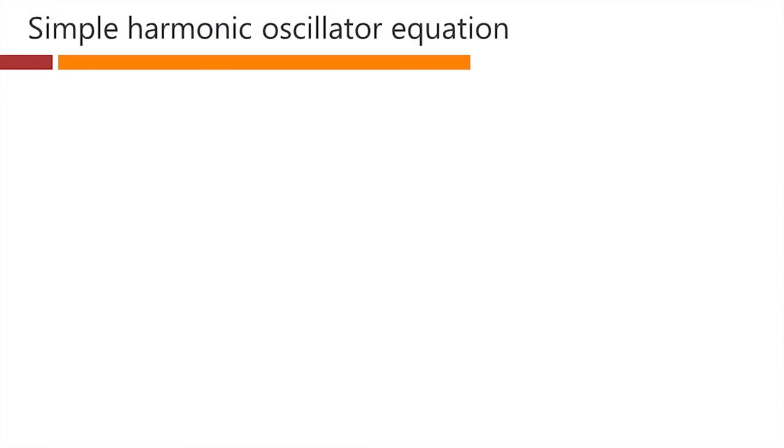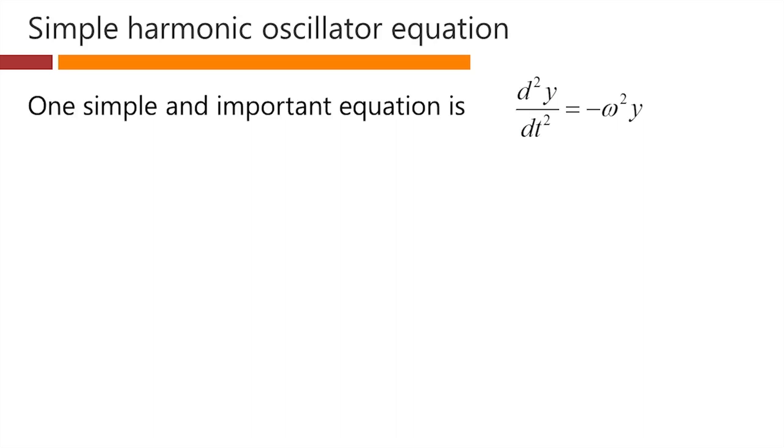So let's look at a very important example of a second-order differential equation, the simple harmonic oscillator. This equation is of the form d2y by dt squared is equal to minus omega squared y. For the moment, we're not saying what omega is, but it's some real number, at least we'll presume that. And so minus omega squared is definitely a negative number, because omega squared must be positive.